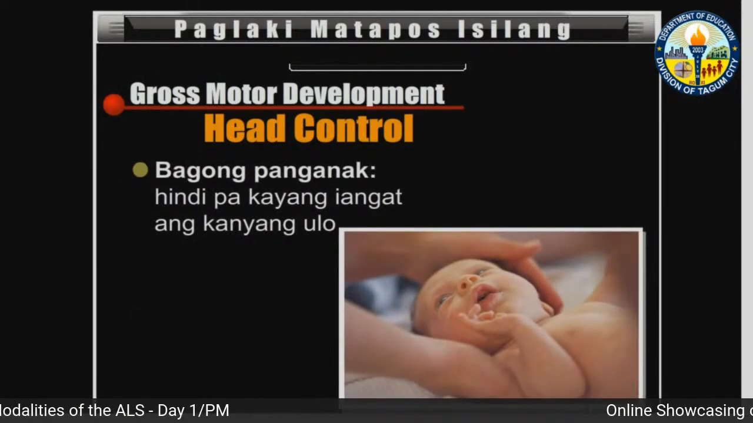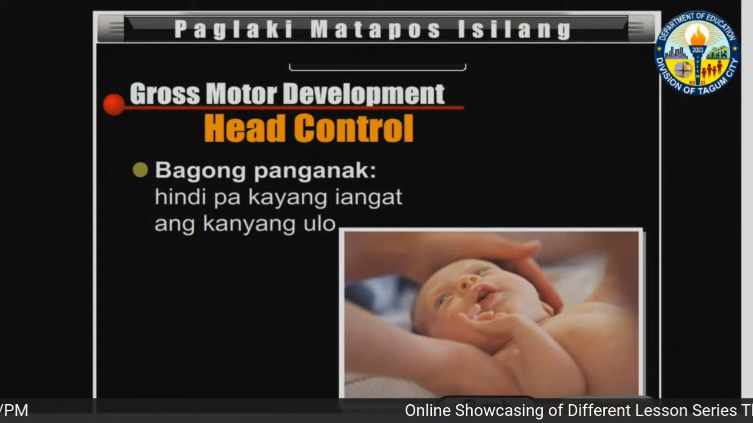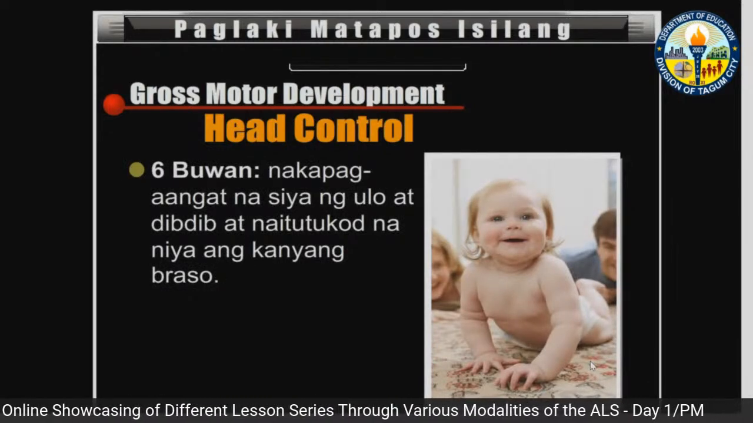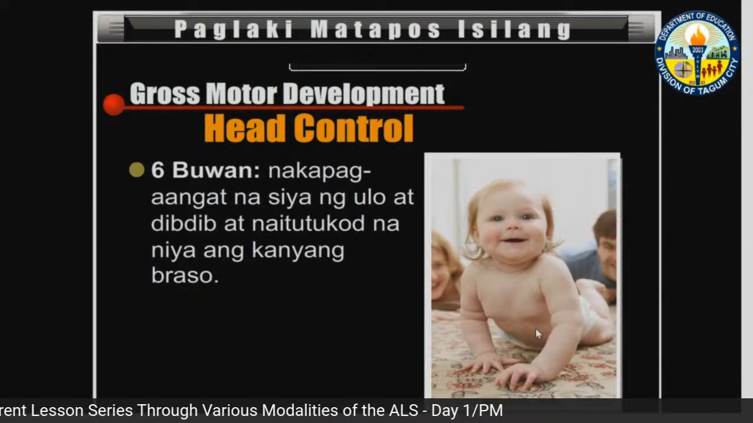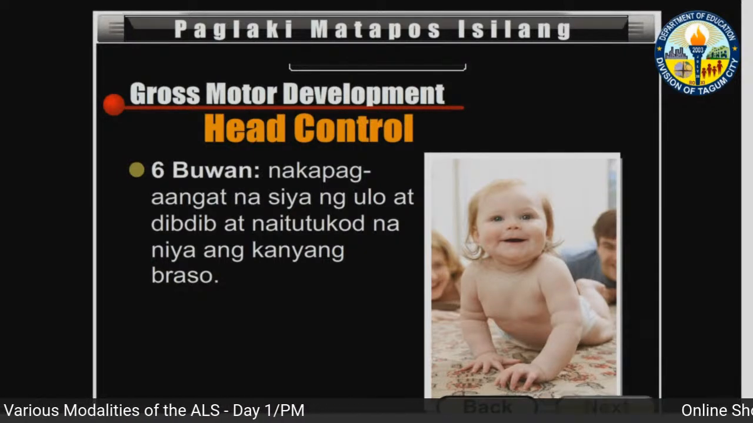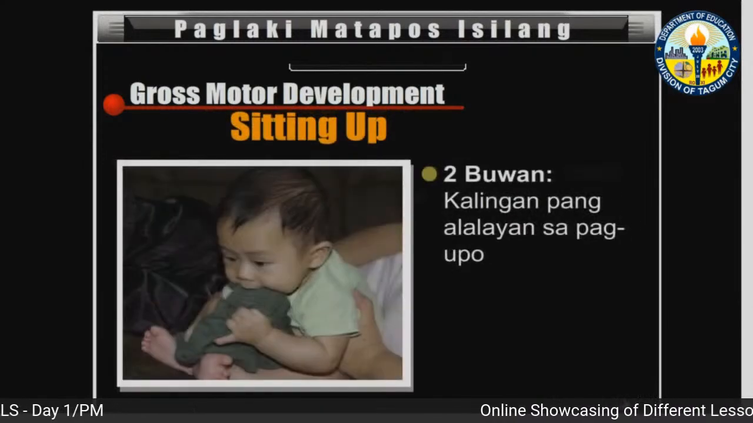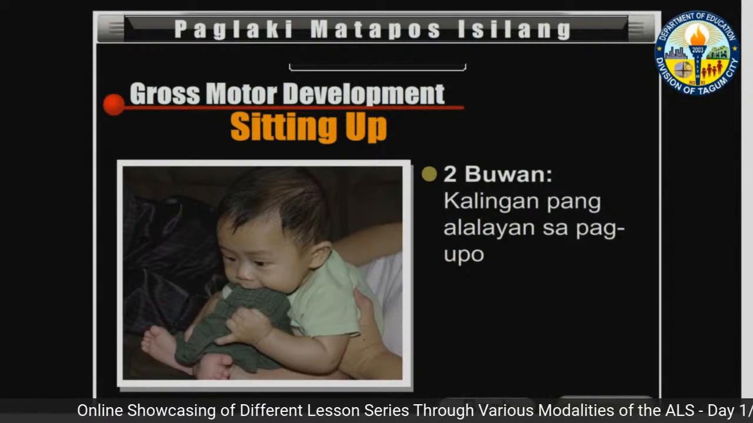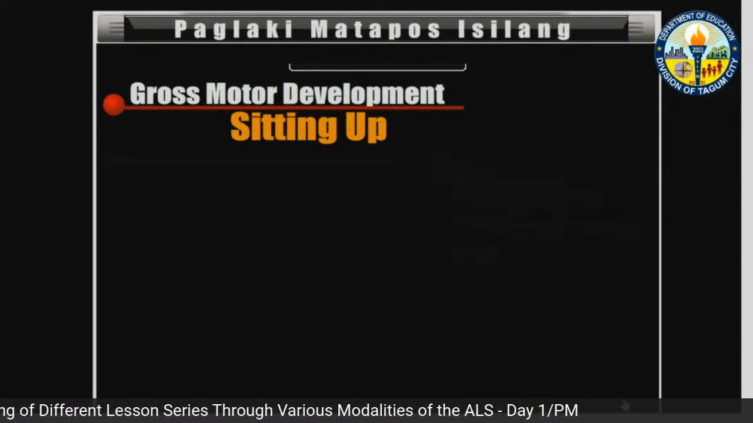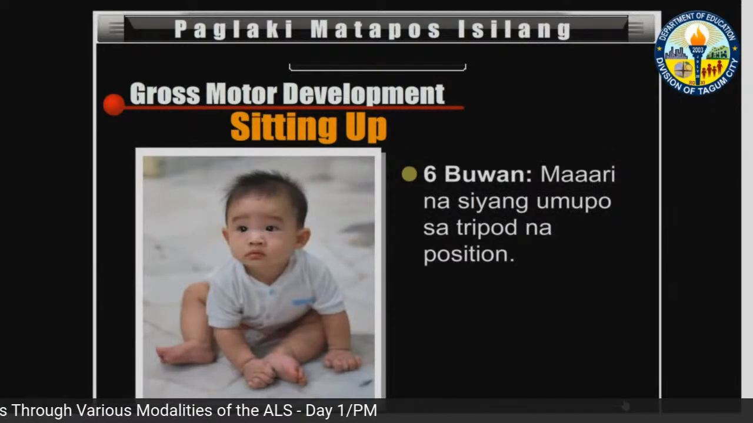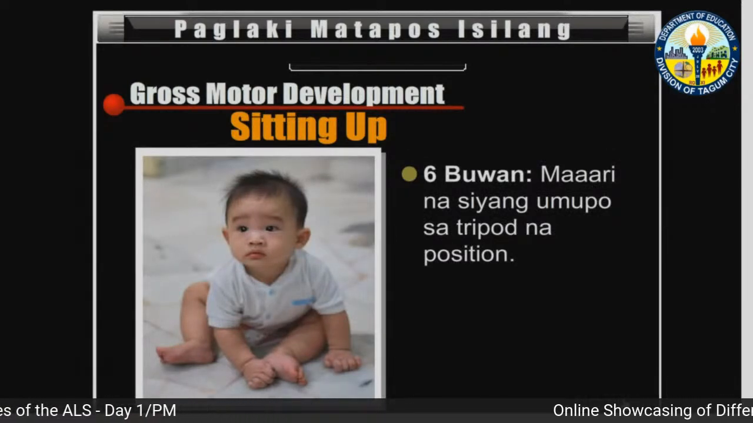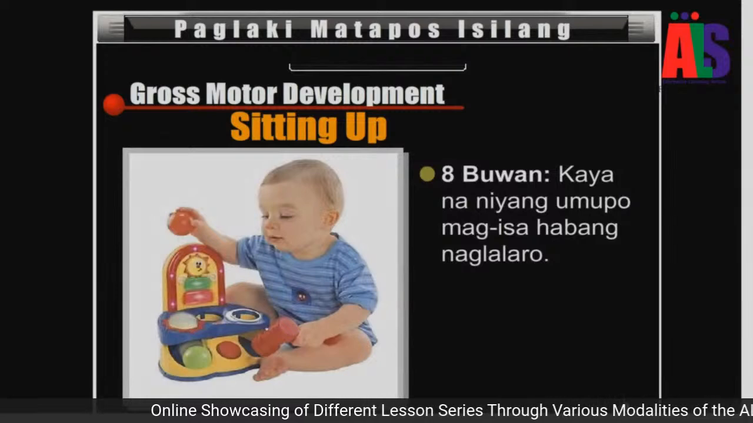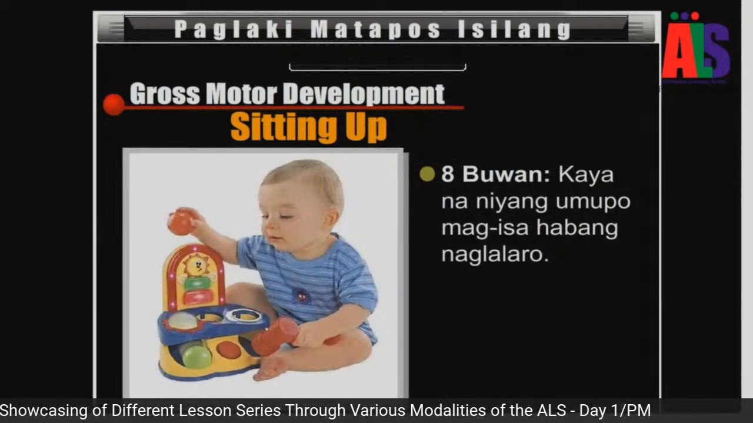Ang mga bagong panganak ay hindi pa kayang iangat ang kanilang ulo. Pagtuntong niya ng 6 na buwan ay nakapag-aangat na siya ng ulo at dibdib at naitutukod na niya ang kanyang braso. Kailangan pang alalayan sa pag-upo ang sanggol na may 2 buwang gulang. Sa pagtungtong ng 6 na buwan ay maaari na siyang umupo sa tripod na posisyon. Sa 8 buwan, kaya na niyang umupo mag-isa habang naglalaro.